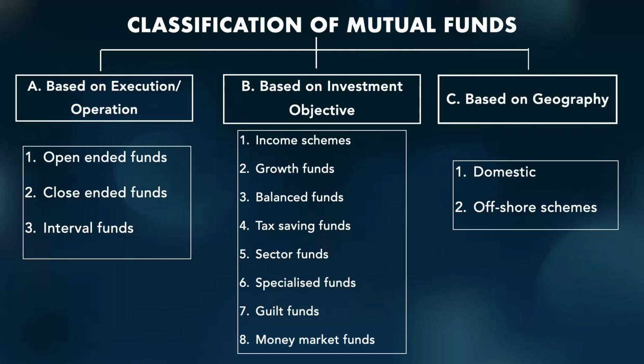Category C is based on geography. That is one, domestic schemes, and second, offshore schemes. So these are the three different classifications of mutual funds, a very, very important topic. Today we'll be discussing part A, based on execution or operation, and in part B we'll discuss maybe 3 points under category B. Okay, let's begin.